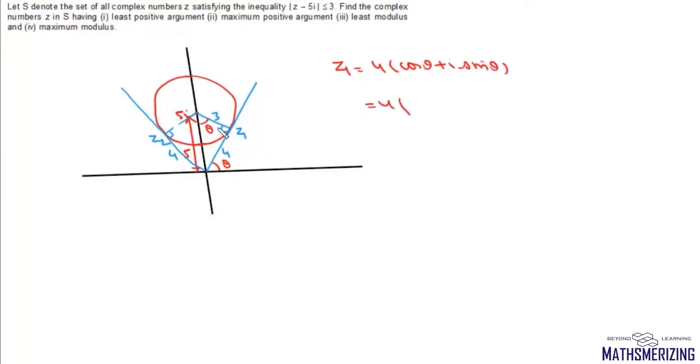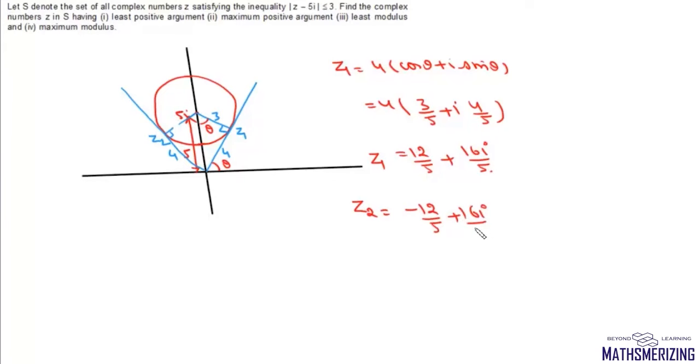So it will be 4. Now what is cos theta? Cos theta is 3 by 5 and sin theta is 4 by 5. So it will be 12 by 5 plus 16 iota by 5. So this is the complex number having least positive argument. Now from symmetry we can say this Z2 will be at minus 12 by 5 and then plus 16 by 5 iota. Now it says we need to find Z having least modulus.